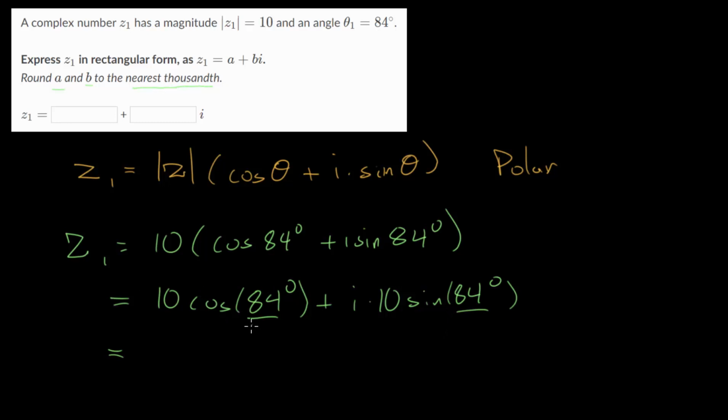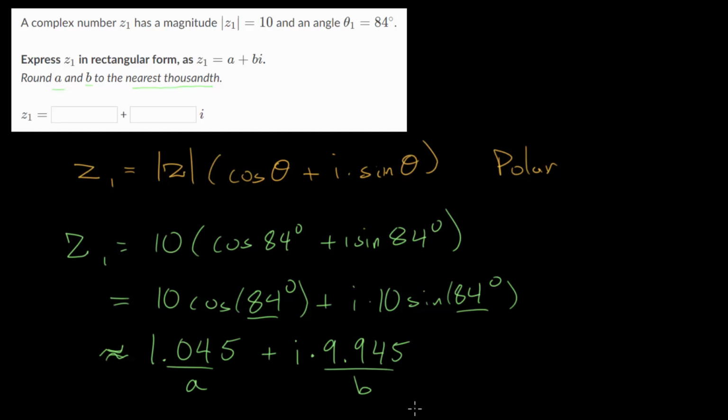This part right here will be the real part, a, and 10 times the cosine of 84 degrees is 1.045, and we will add the imaginary part, 10 times the sine of 84, all multiplied by i, and we get i times 9.945. I should be careful, we're really approximating at this point since we had to round, but this right here is our a value, and this right here is our b value.